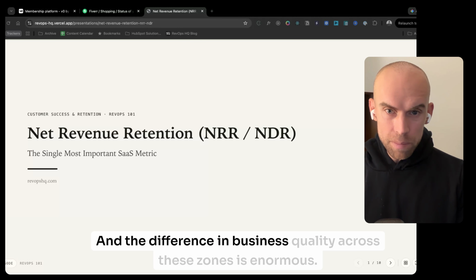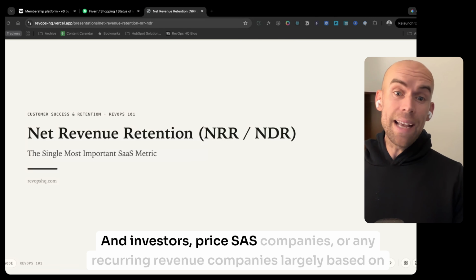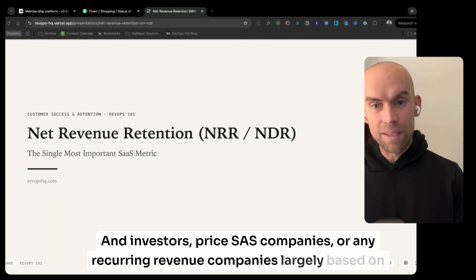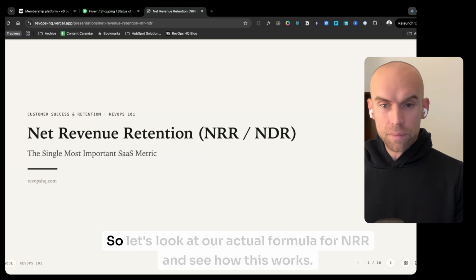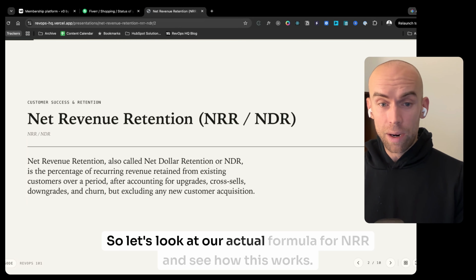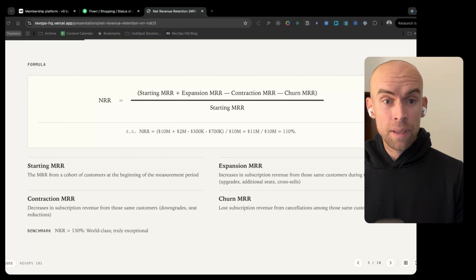And the difference in business quality across these zones is enormous. And investors price SaaS companies, or any recurring revenue companies, largely based on where NRR sits. So let's look at our actual formula for NRR and see how this works.